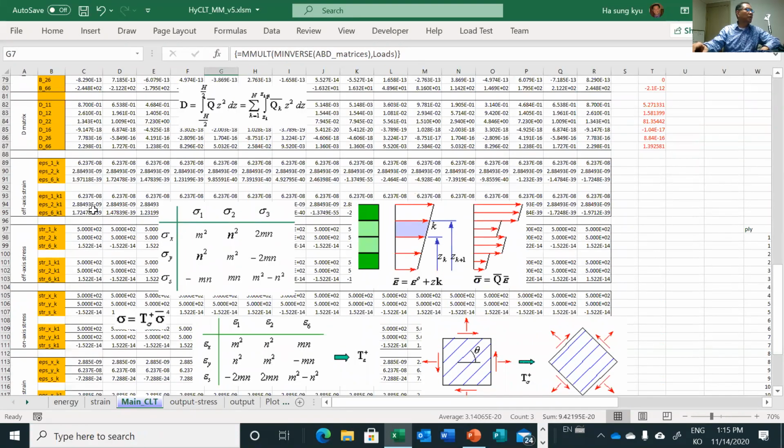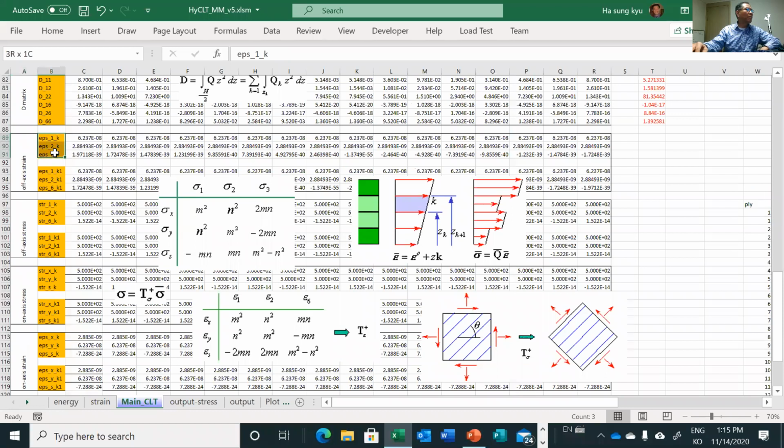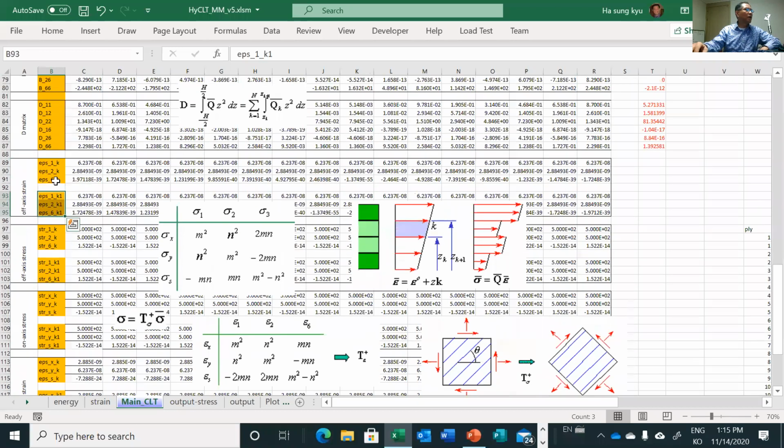what we would like to do, I'm just repeating, okay? This is not a new subject, I'm just repeating. And this is the off-axis strain. Each ply has a bottom and top, K and K plus 1, indicated by ZK and ZK plus 1. So this is the bottom and so on.